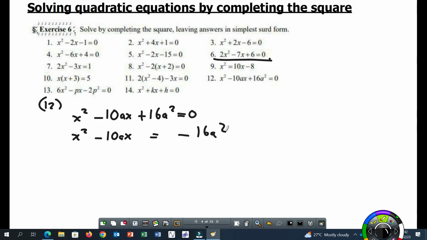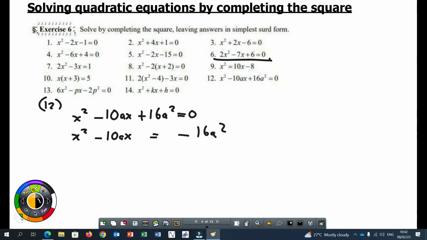Please be aware that the coefficient of the first term is 1, so we can complete the square straight away. Then, what's the coefficient of x there? Is it minus 10 or is it minus 10a? It's minus 10a. The coefficient of x here is minus 10a. So we need to find half of minus 10a, which will be minus 5a. It's not minus 5, it's minus 5a.